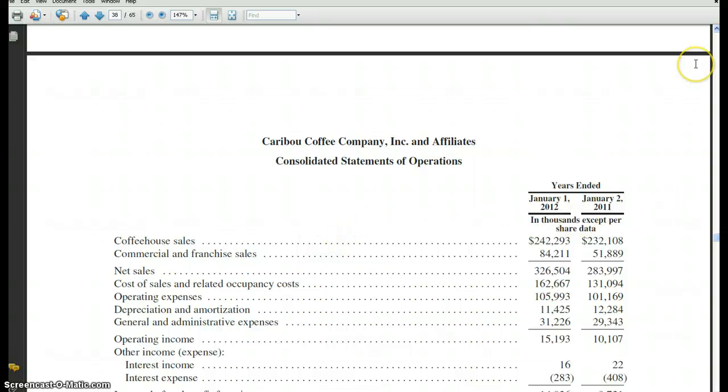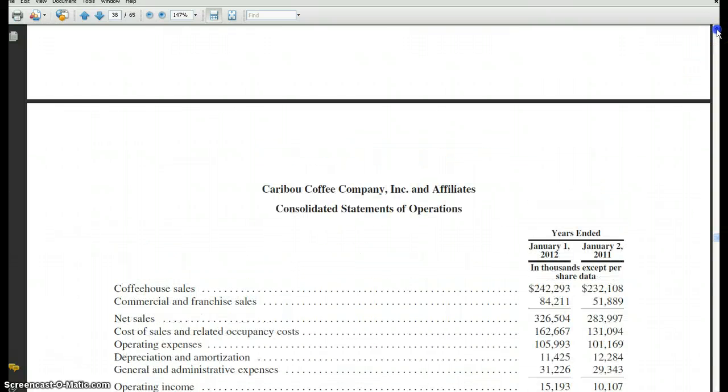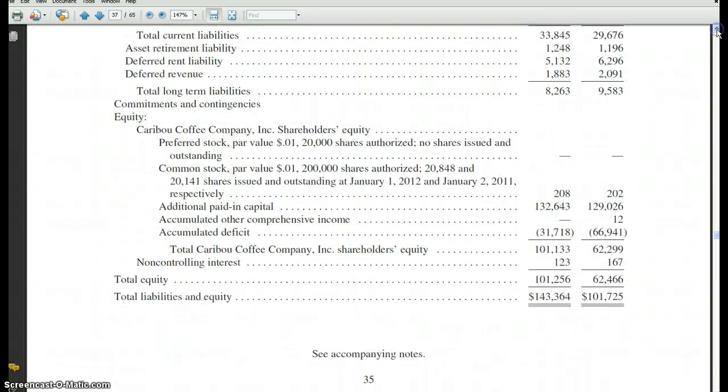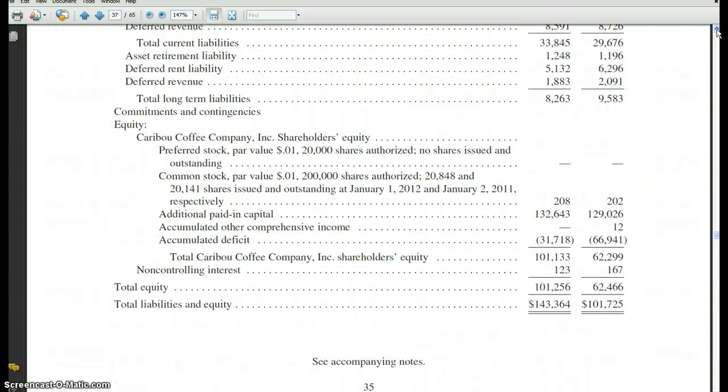Oh, geez, what did I do there? That's the income statement. I gotta go back up here. Sorry, I shouldn't use my arrow so much. 200,000 shares authorized, 20,848 and 20,141 issued and outstanding. Okay, so those are for the 2 years. Okay, so 20,848 in 2011, or I'm sorry, 2012, and 20,141 in 2011.